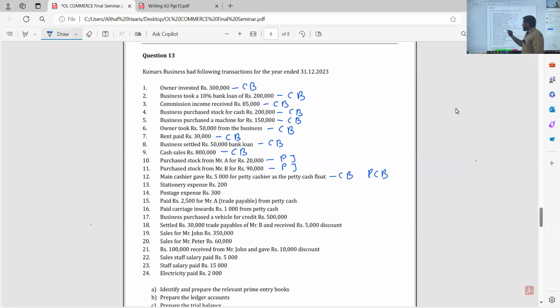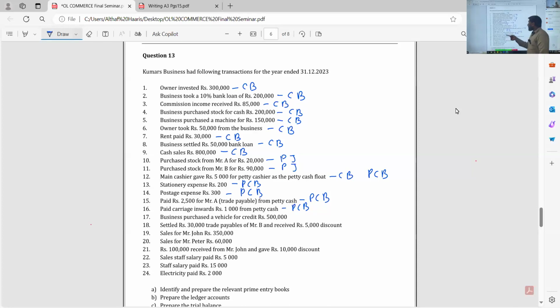Stationery expense, small expense, petty cash book. Postage expense, petty cash book. Paid 2,500 to Mr. A, trade payable, from petty cash, again petty cash book. Paid carriage inwards 1,000 from petty cash, petty cash book.